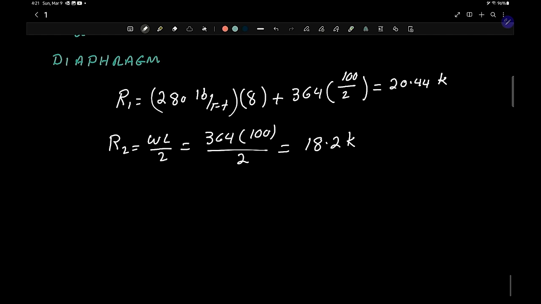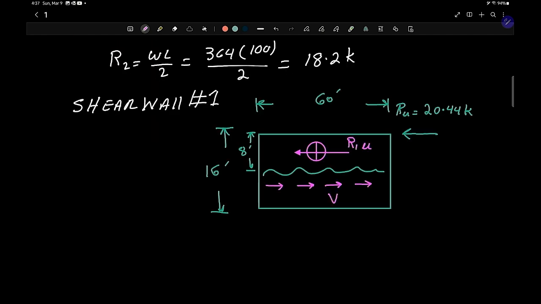So let's go ahead and work on shear wall number 1. Alright, so this is the elevation view of the wall.